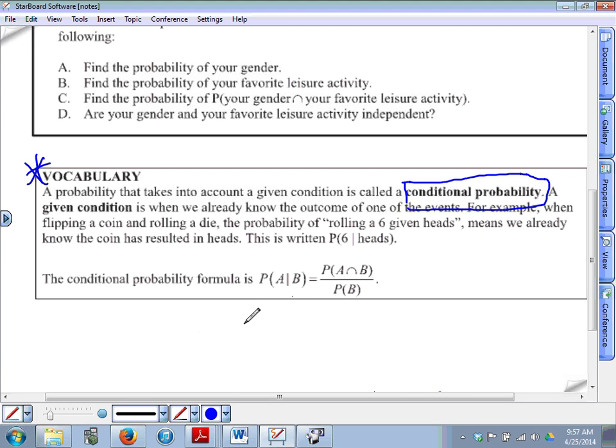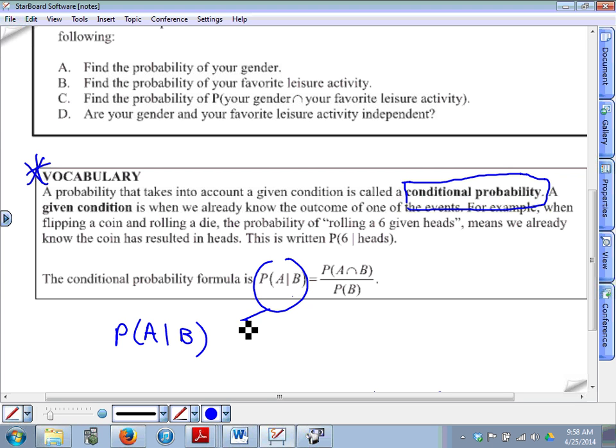Now I want to explain to you what this notation here means. So circle this, draw an arrow down here. I can explain what this means. Probability of A, and then with that vertical bar.